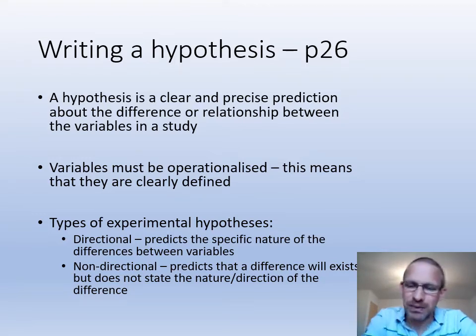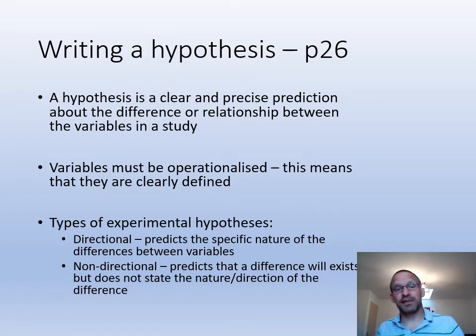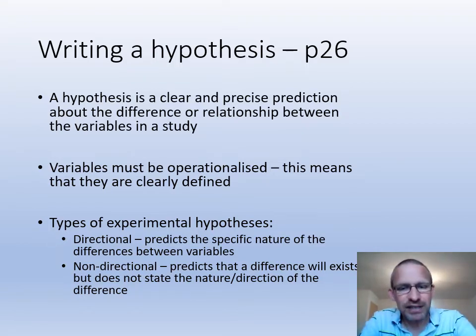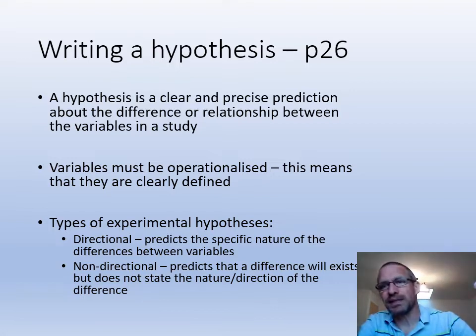Now, something you do need to watch out for, you might be asked for a directional or non-directional hypothesis, or you might be asked to suggest an appropriate hypothesis. So directional predicts the specific nature of the difference. So this group will do more, less, faster, slower than that group. And that would be directional because it gives you the direction. Non-directional, there will be a difference between the conditions, but that's where you stop. You don't say which way it will be.